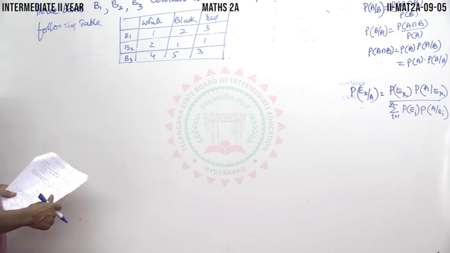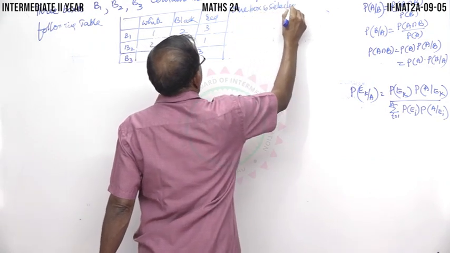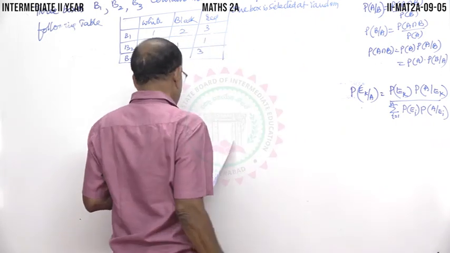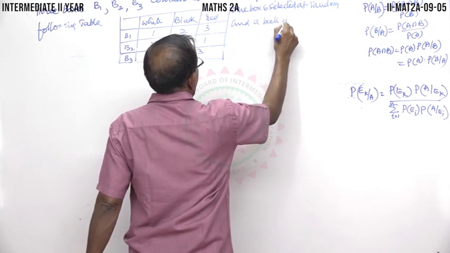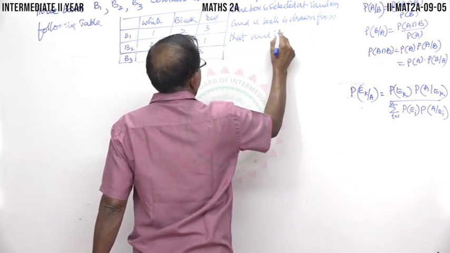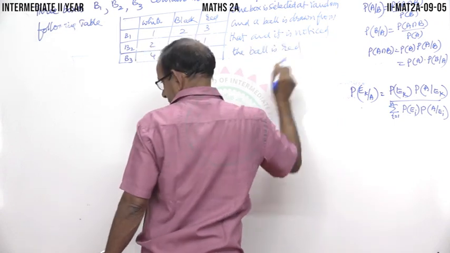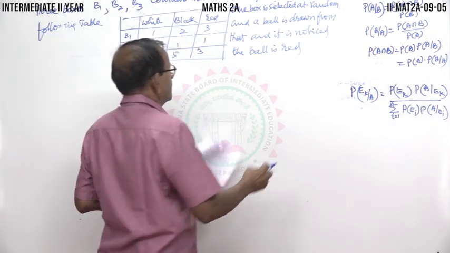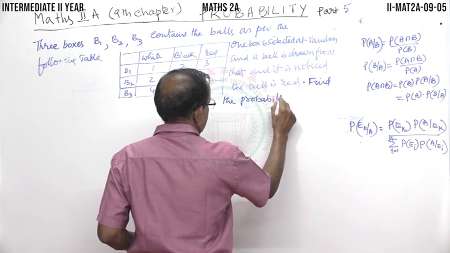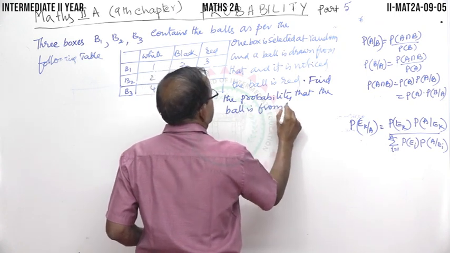One box is selected at random, and a ball is drawn from that. And it is noticed that the ball is red. Find the probability that the ball is from B2.